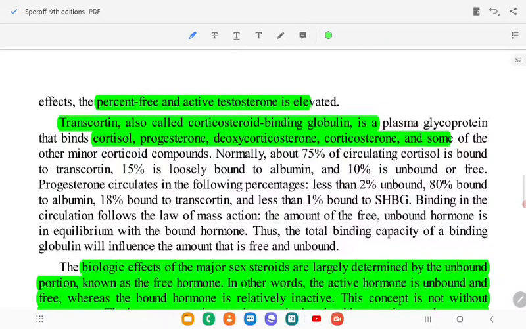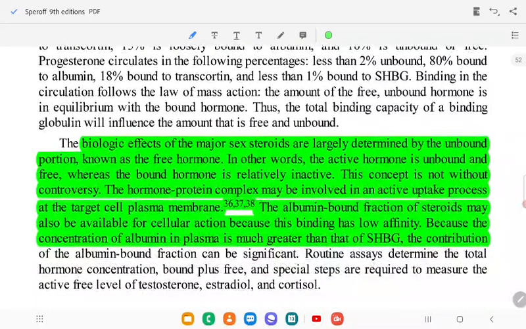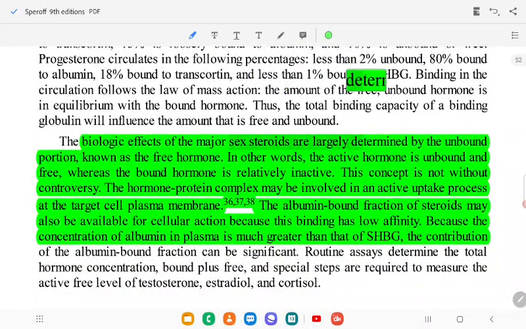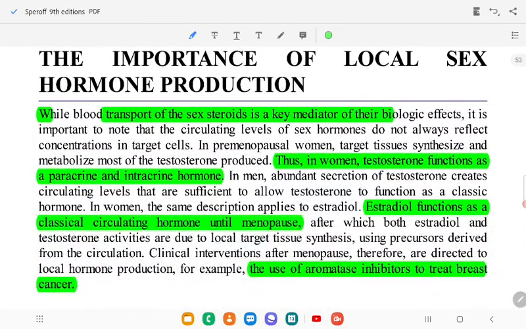Transcortin, also called cortisol binding globulin, is a placental-like protein binding cortisol and progesterone. The biological effect of the other major sex steroids is related to the unbound portion, known as free hormone. In other words, active hormone is unbound and free, whereas bound hormone is relatively inactive. This concept is not without controversy. The hormone protein complex, the importance of local sex hormone production.